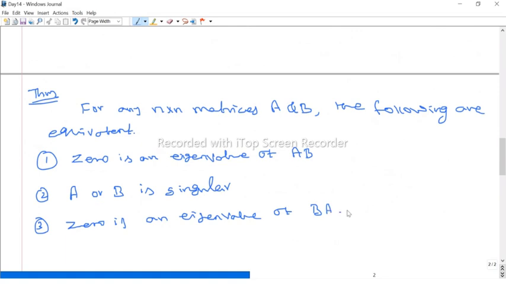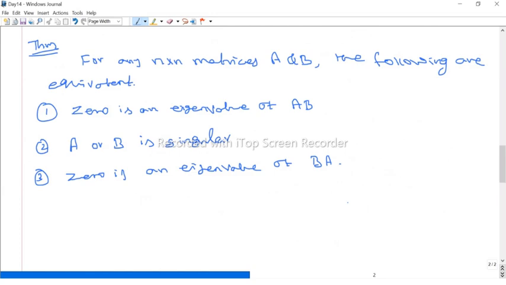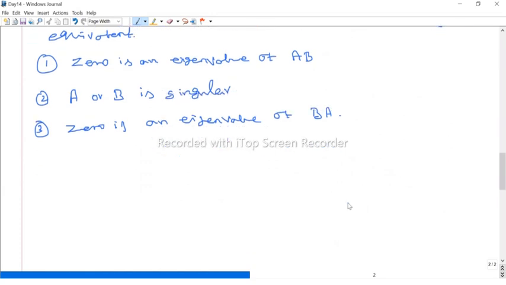Suppose 0 is an eigenvalue of AB; then we have to prove that either A is singular or B is singular. Conversely, if I assume A is singular or B is singular, we have to show that 0 is an eigenvalue of BA. This is a simple proof. Since it is given that 0 is an eigenvalue of AB, what is the determinant of AB? The determinant of AB is the product of the eigenvalues of AB. We don't know the other eigenvalues, but we know one eigenvalue is 0, and 0 times anything is 0. Therefore the determinant of AB equals 0, because 0 is an eigenvalue.